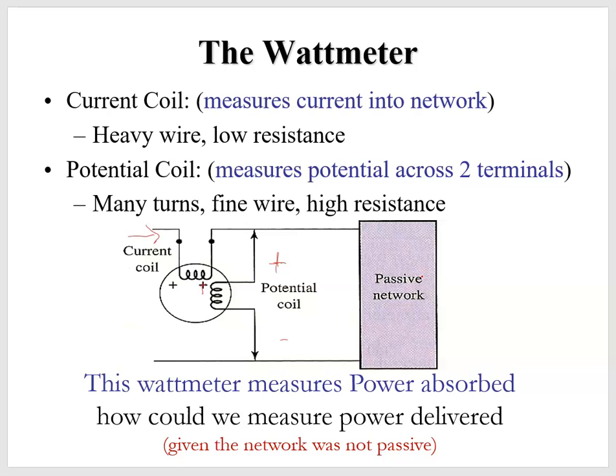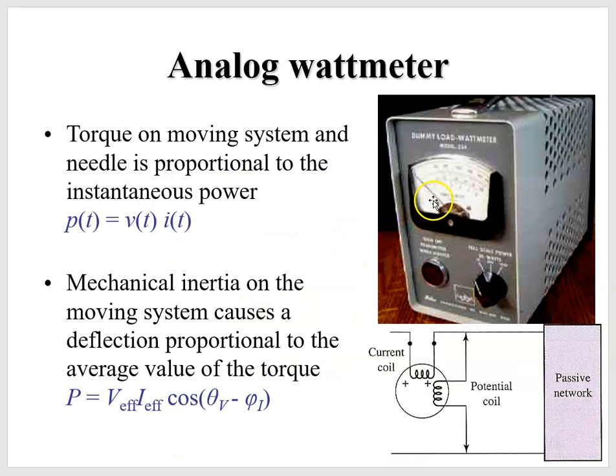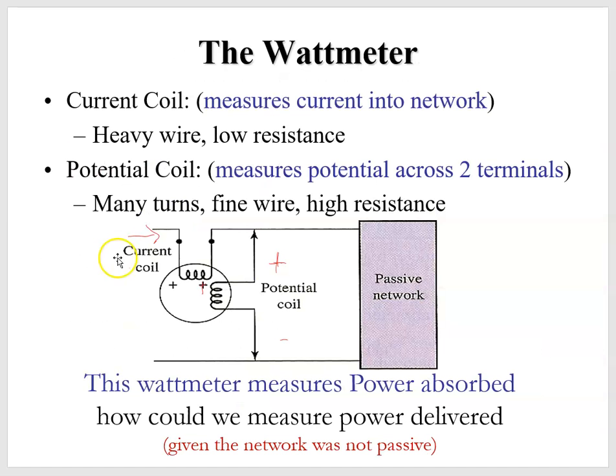However, this is an analog device, so if the needle gets pegged low, what we have to do is flip the potential cable. These are movable terminals, so we'd flip them so that the plus was on this side, and then plus or minus V, and we'd be able to measure the power being supplied by the network, given that this network wasn't passive.